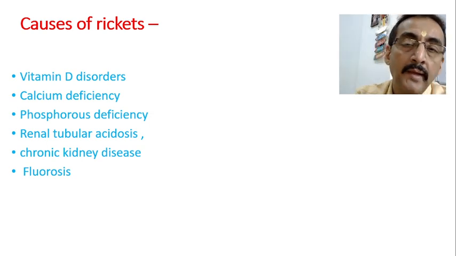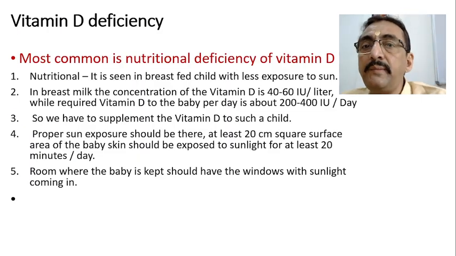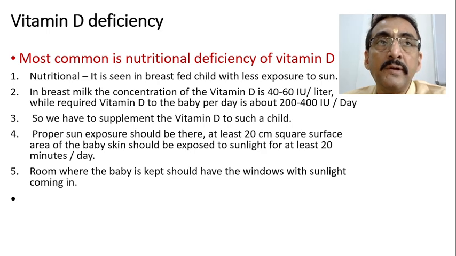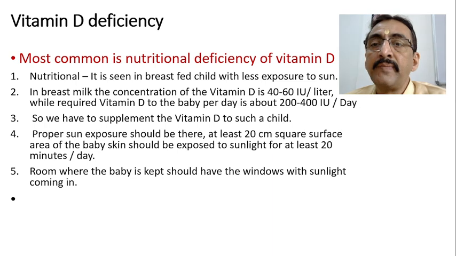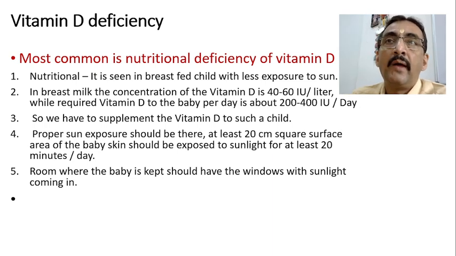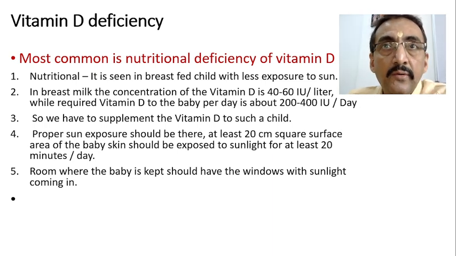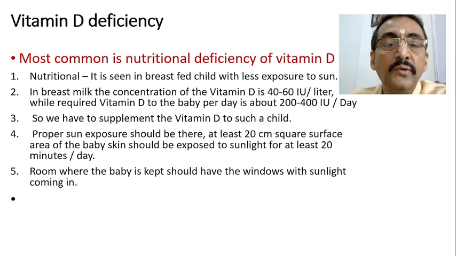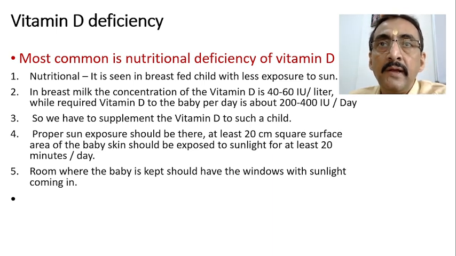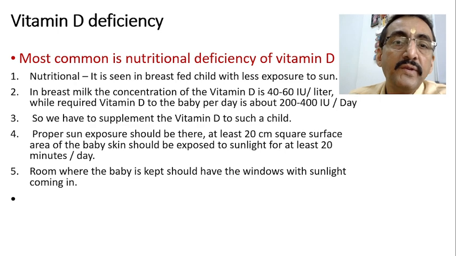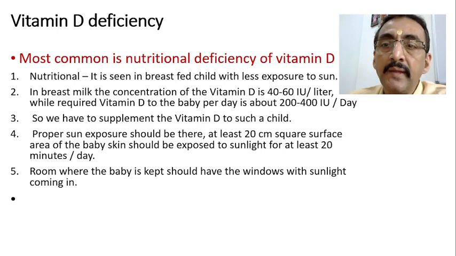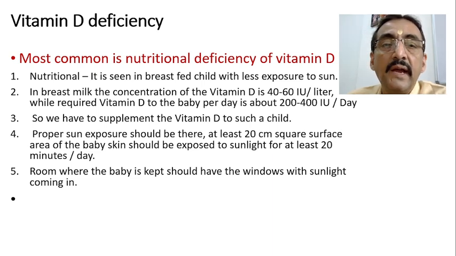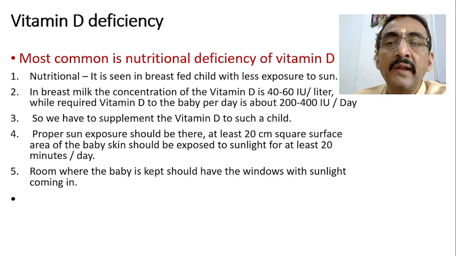Now first we will see vitamin D deficiency, how vitamin D deficiency leads to the manifestation of rickets. Vitamin D deficiency may occur because of various causes. First we will see vitamin D deficiency due to nutritional deficiency. A nutritional or dietetic problem is there, because of which vitamin D deficiency is happening. Nutritional deficiency is seen in the breastfed child with less exposure to sun.